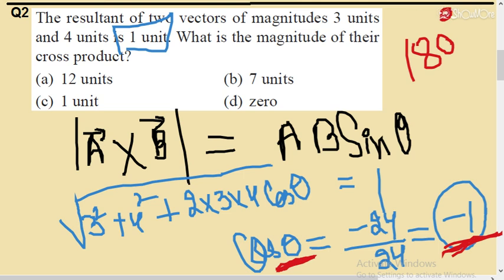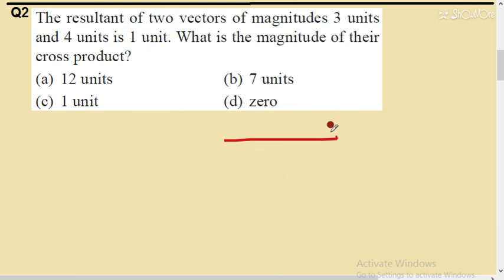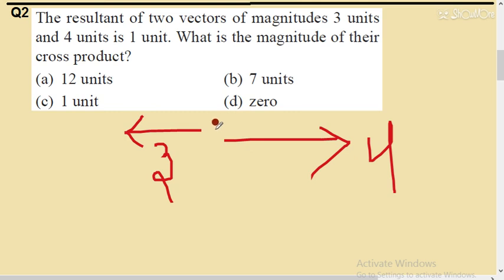मैंने क्या शॉर्टकट यूज़ किया था कि if one is 4 and the other is 3 and their resultant is 1, then they must be anti-parallel and the angle between them is 180. You can follow the other method also. You can follow any method that is compatible with you.